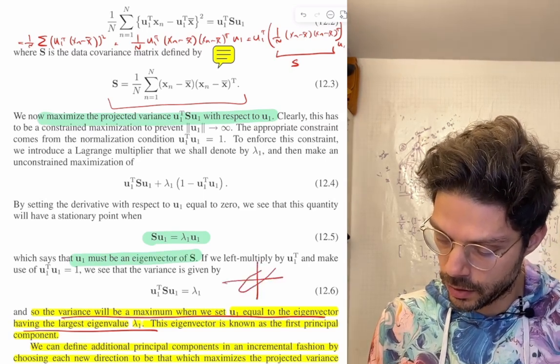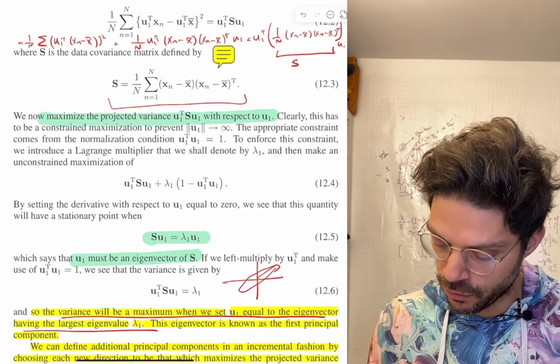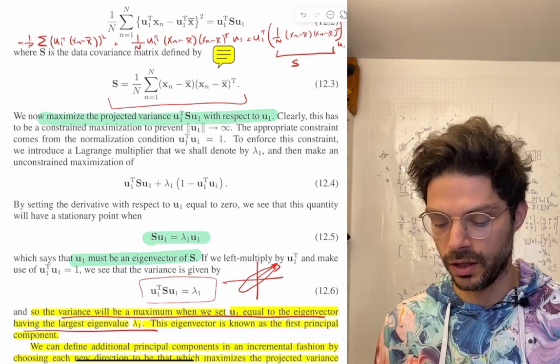Okay, so here it is. We've got that, and here's your first eigenvector, and that's kind of what this will find.